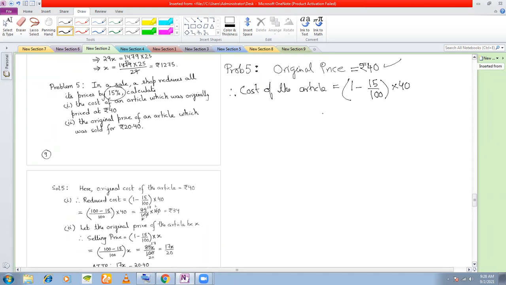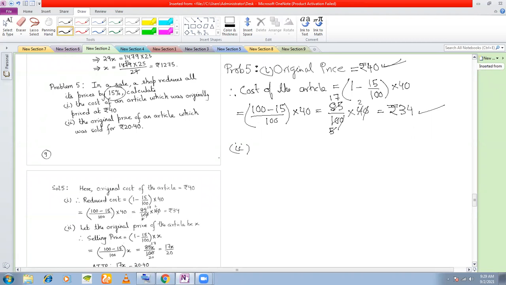Understood this? Is this clear to everyone? Yes, sir. Okay, now we can cancel. That means you are buying this item for 34 rupees. So 40 rupees was the price tag when you saw, and now the shopkeeper said, fine, I'll give you a 15% discount. I'll reduce the price by 15%. After reduction of 15%, you are paying the shopkeeper only 34 rupees. Okay, so that finishes your first part.